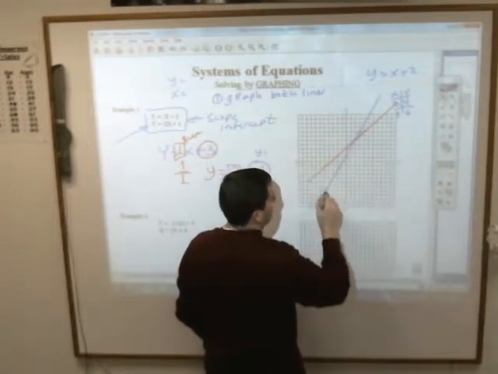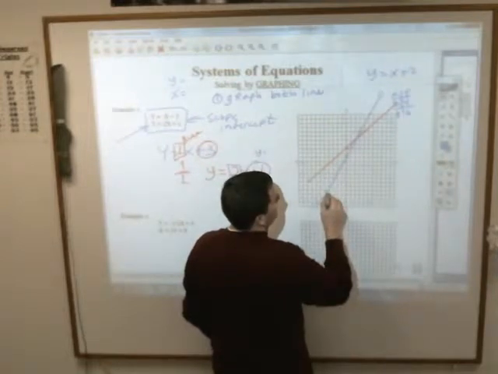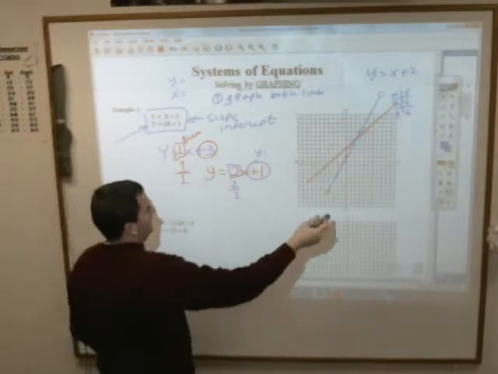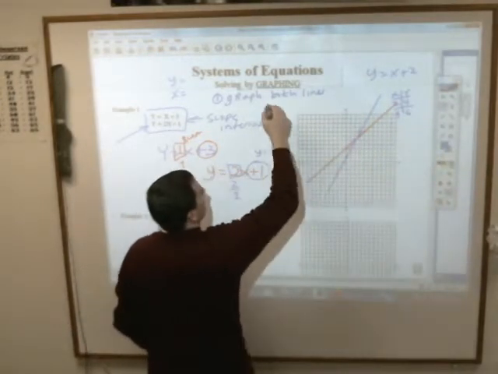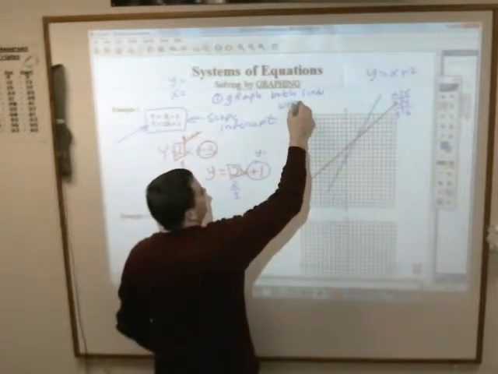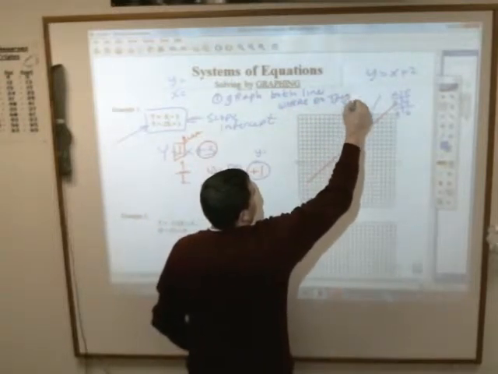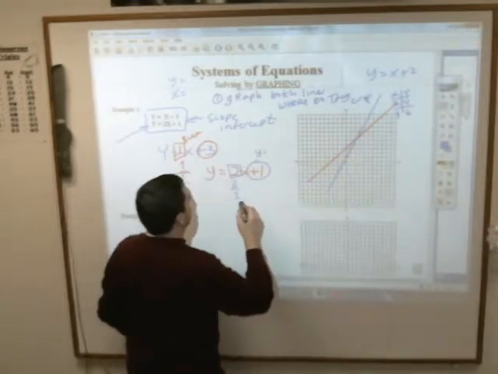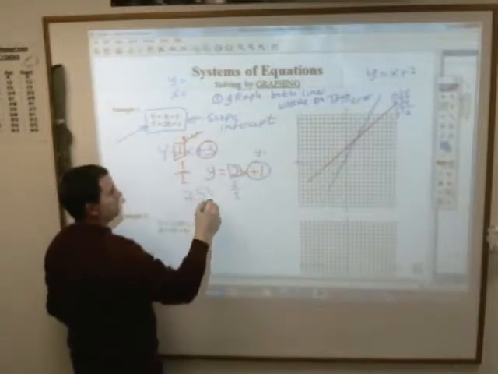And we can only hope that I get this right. And in this case here, the answer is, where do they cross? What point do they cross at? And they cross right here at 2, 5. Is that right? Is that what you got?